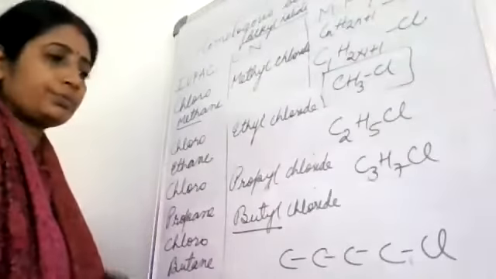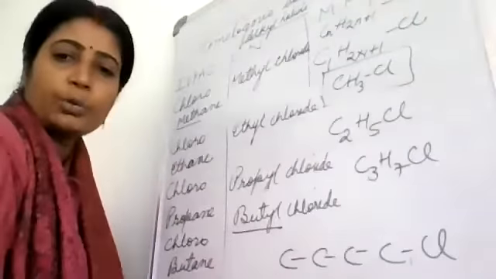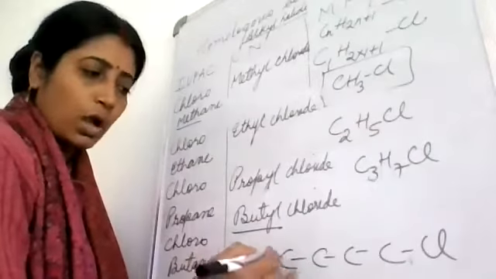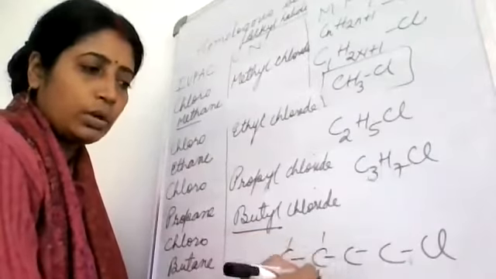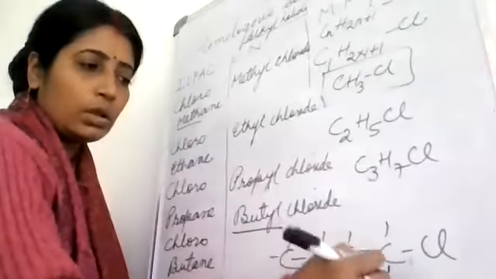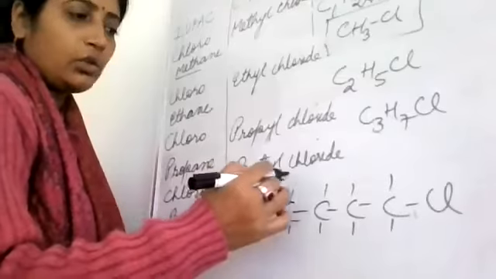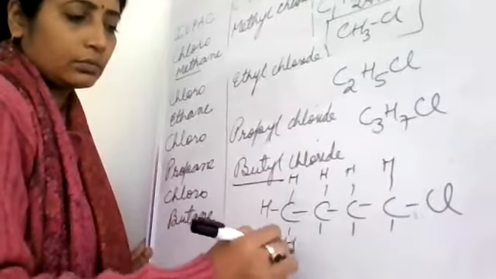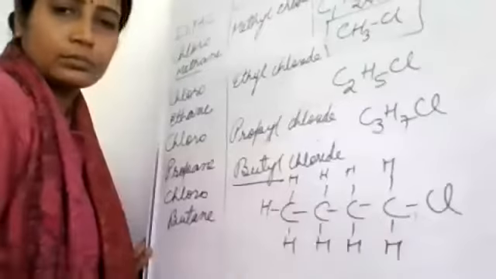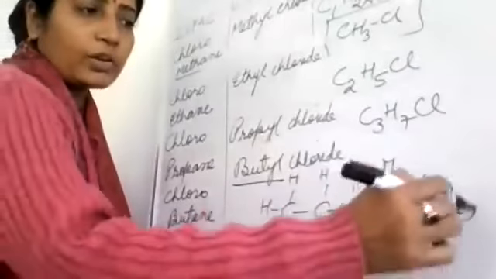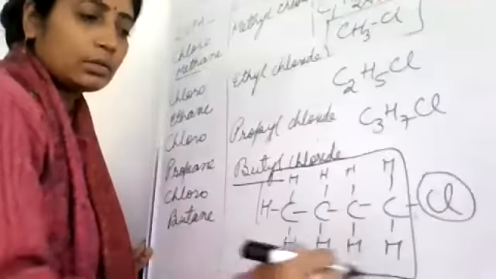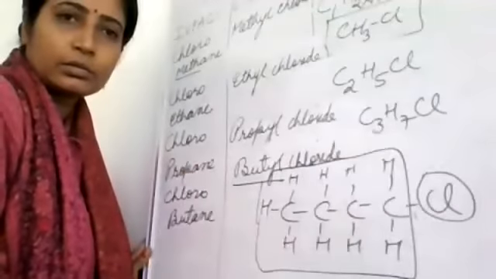Okay. So you will put the functional group at the end, and then you will make each carbon tetravalent: 1, 2, 3, 4. 1, 2, 3, 4. And then you will put hydrogen. Now, this is your functional group. And whatever is left is the alkyl group.